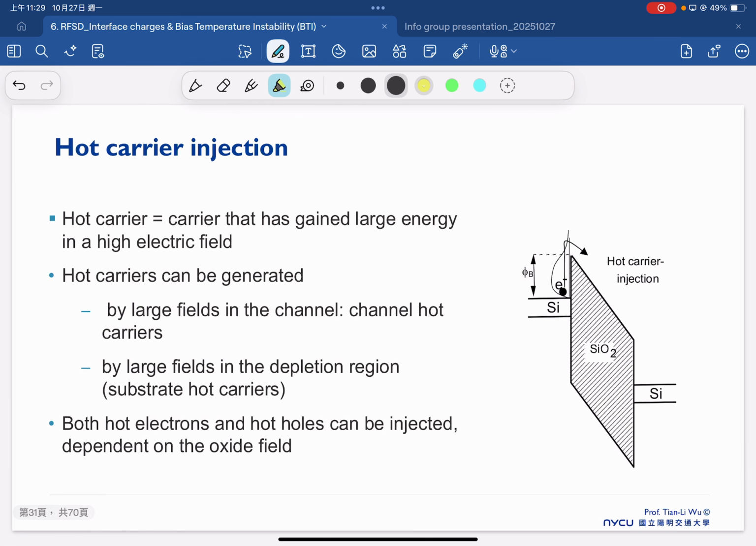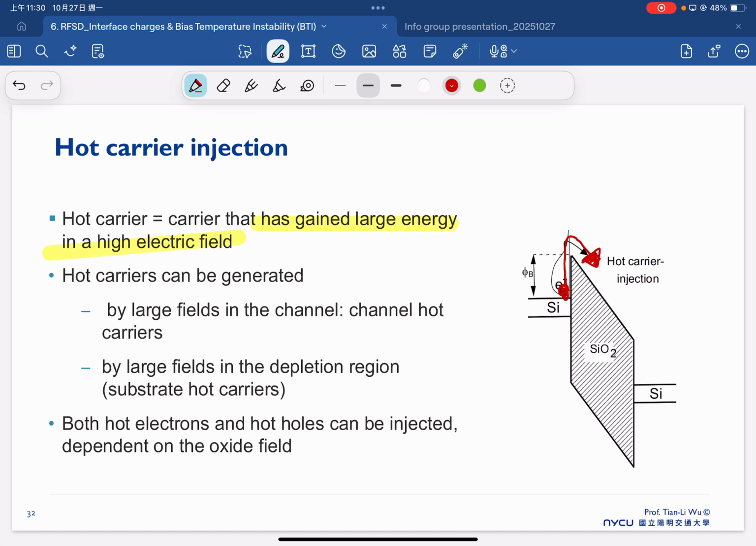So another issue that is very well known is what we call hot carrier injection. The hot carrier means that the carrier has gained large energy in the high electric field. So that's what we call hot carrier injection. Once the carrier receives enough energy, the carrier can start to cross the barrier and be injected.